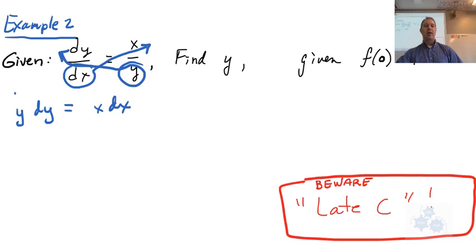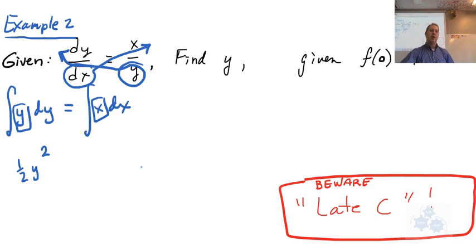And now we integrate both sides, right? Integrate both sides, and so that means you find the antiderivative of this. This is going to be 1/2 y to the 2, because you add 1 to the exponent and you divide by that new exponent. So it's 1/2 y squared. Over here it's going to be the same, 1/2 x squared. Okay, we good so far?